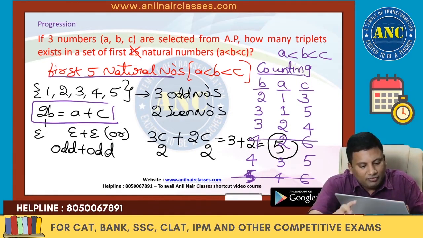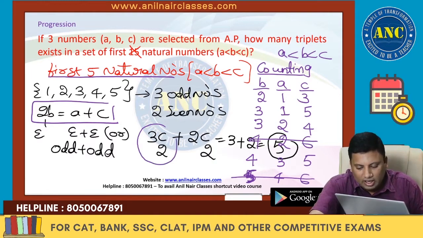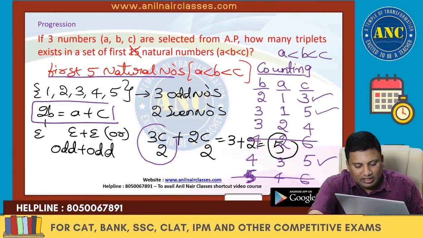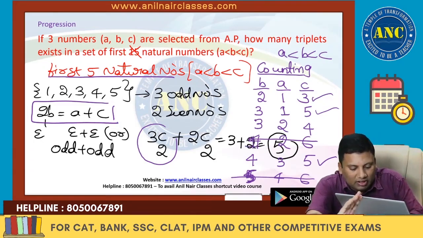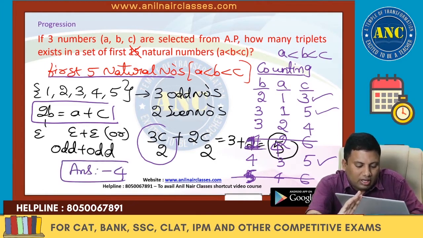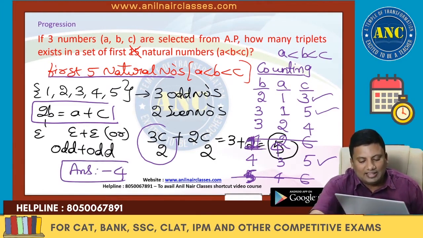Out of 3 numbers, I selected any 2 odd numbers. Any 2 odd numbers I selected. So 3C2: 1 comma 3, 1 comma 5, 3 comma 5. That is clear. Okay, 2C2 is nothing but 1 here. So 3 plus 1. Totally 4 cases we got. 2C2, we took it as 2, it is nothing but 1. I hope the idea is clear.